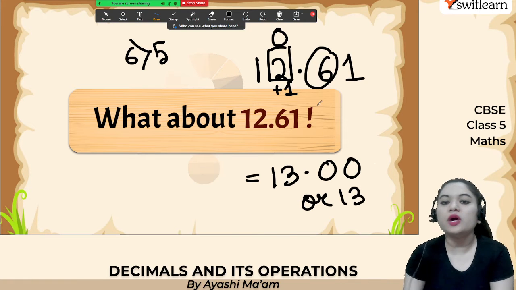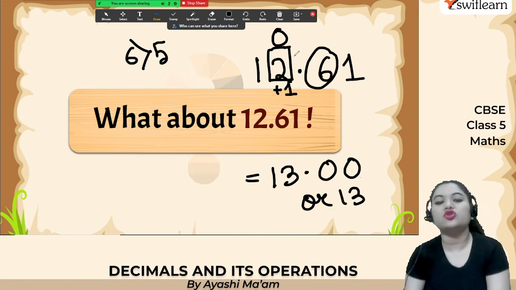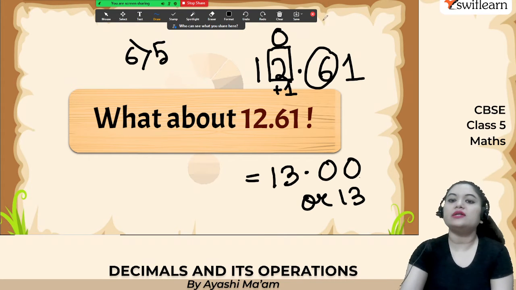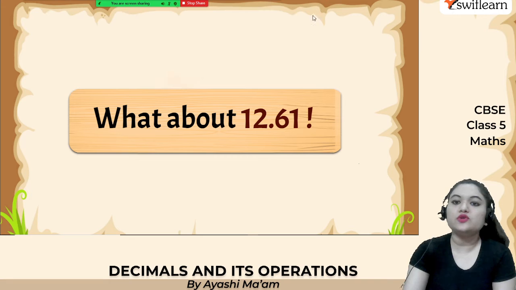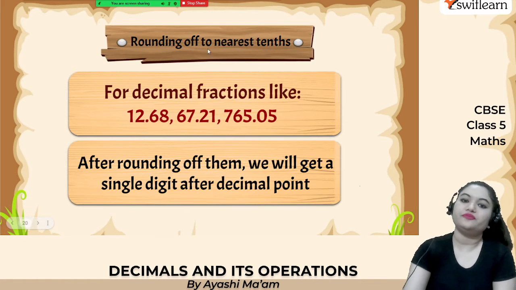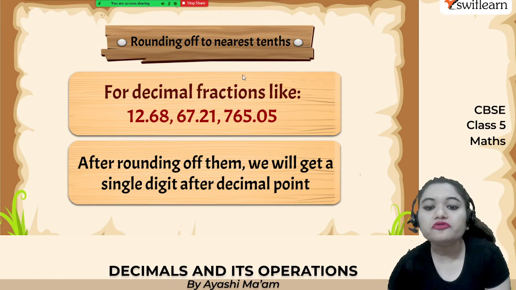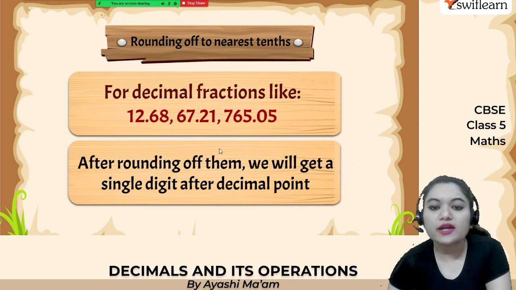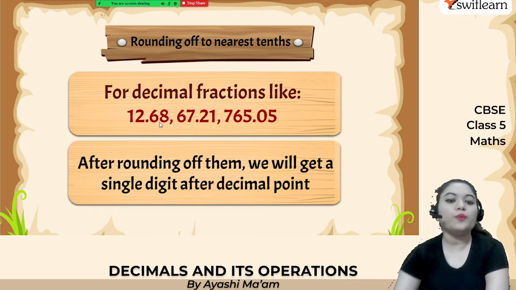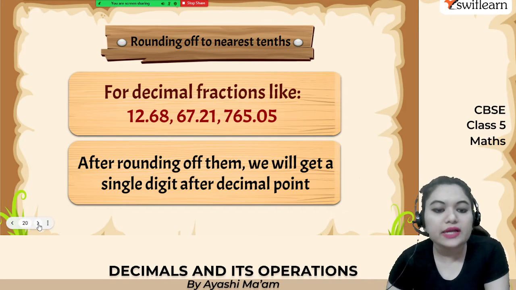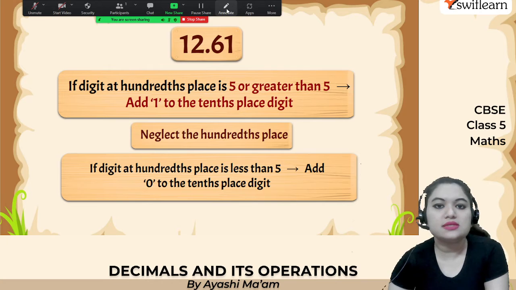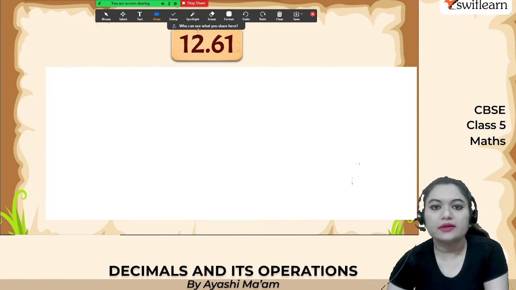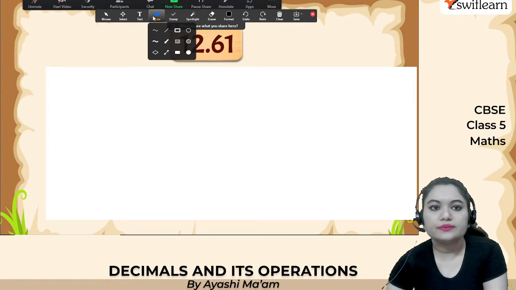Okay, so always remember, we will write the answer till this ones digit only, because it is rounding off up to ones, and after ones we are turning every digit into 0. That's how we are doing rounding off. Next, rounding off to nearest tenths. Okay, rounding off to nearest tenths for decimals like these. So 2 places after the decimal point. Let's do it, then only with the help of the example you will understand.